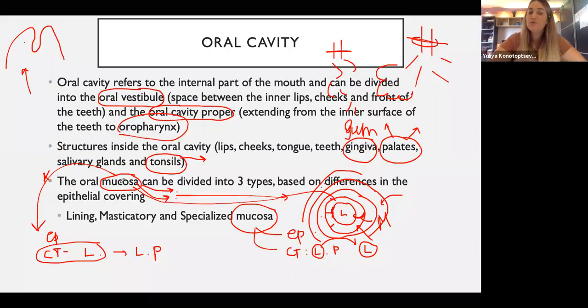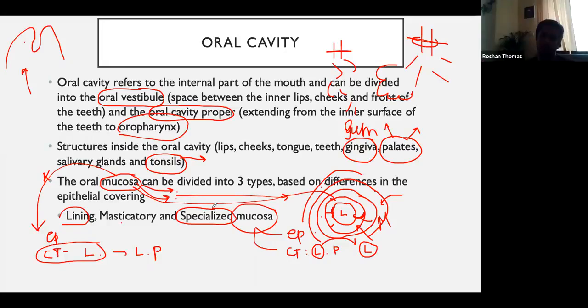Which kind of mucosa do we have in the oral cavity? There are three types of them. There is lining mucosa, masticatory, and specialized. The easiest one, in my opinion, is specialized mucosa. Could you tell me what is so special in your oral cavity?